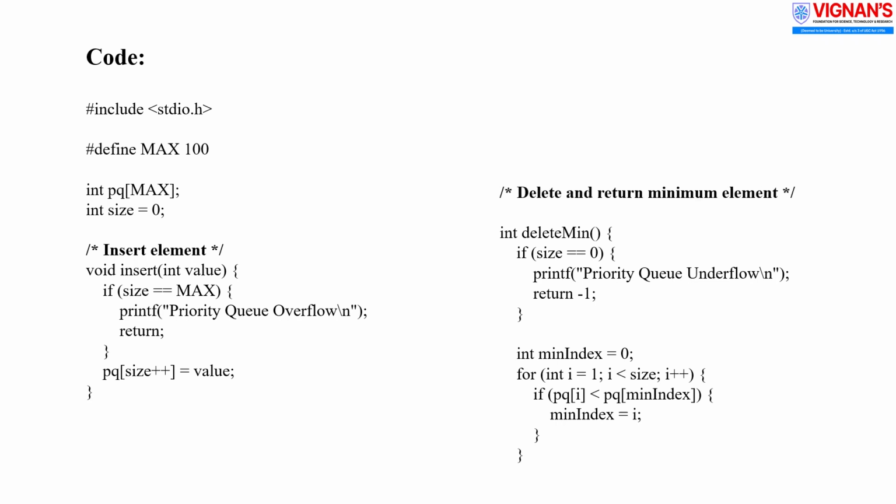The deletemin function removes and returns the minimum element from the queue. It first checks for underflow to ensure the queue is not empty. Then it scans the entire array to find the smallest element, stores its index, removes it, and shifts the remaining elements to maintain continuity. This operation takes linear time. Overall, insertion is fast, but deletion of the minimum element is slower because the array is unsorted.